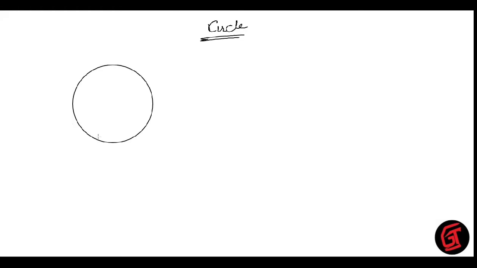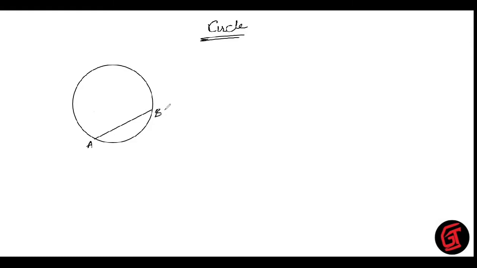chord of a circle. Now what is the meaning of a chord? Suppose I join 2 points on the circumference of the circle. In definition, a line segment joining any 2 points on the circumference of the circle, or any 2 points on the circle, is called the chord of the circle. So let me name this chord as chord AB. Okay, this is a chord.